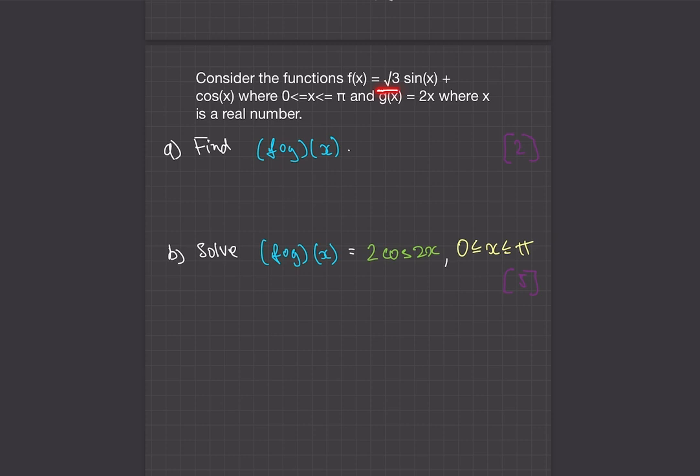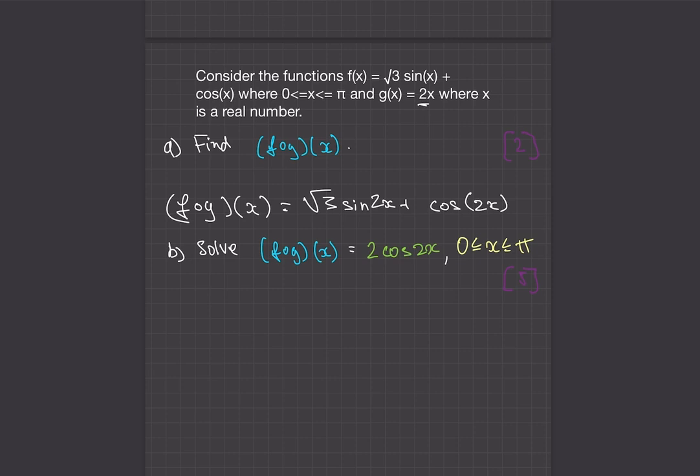We have f of x equals root 3 sine x plus cos x, and g of x is just 2x. And it wants us to find f with this little circle g of x. This just means f of g of x. So it basically means that we replace all the x's in f with the function g of x. So we go f of g of x equals root 3 sine, and because we have an x, we now replace that with a 2x. 2x plus cosine of, and again there's an x, 2x. Actually, I don't need to put the brackets.